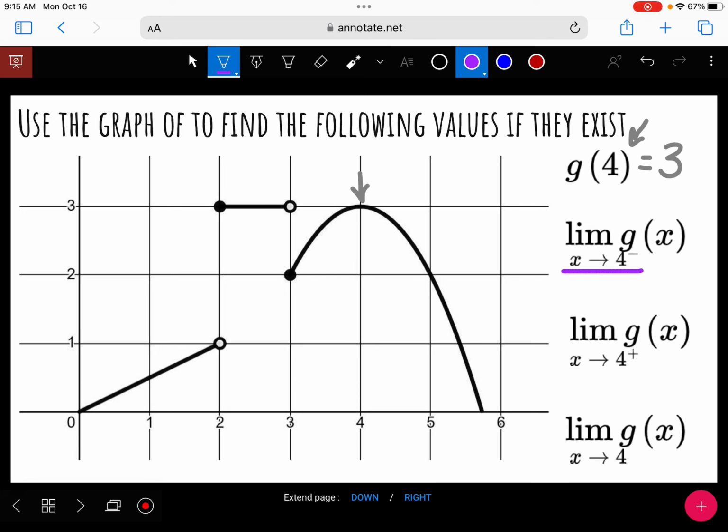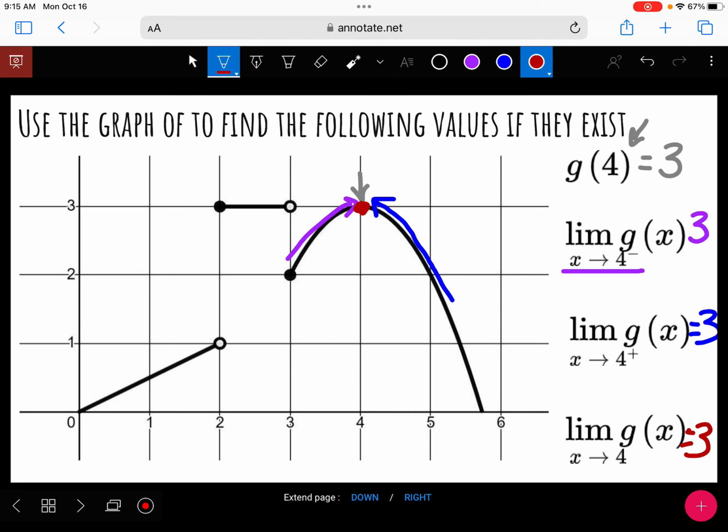As x approaches 4 from the left, what do my y's approach? 3. As x approaches 4 from the right, what do my y's approach? 3. What is the limit as x approaches 4? 3, because they match. It's this guy.